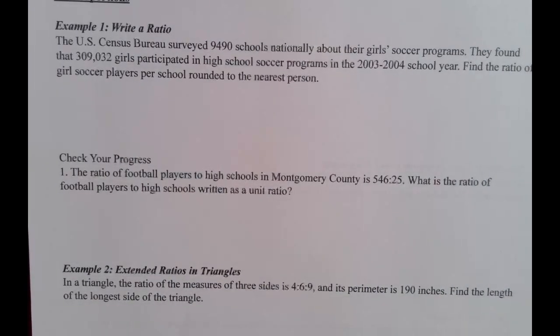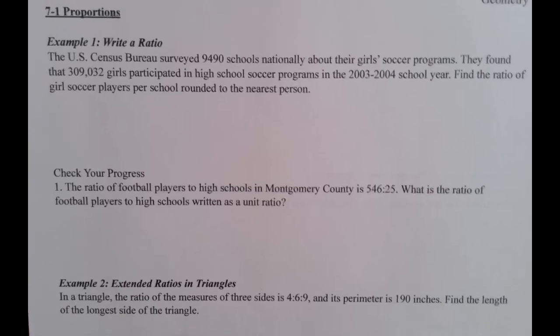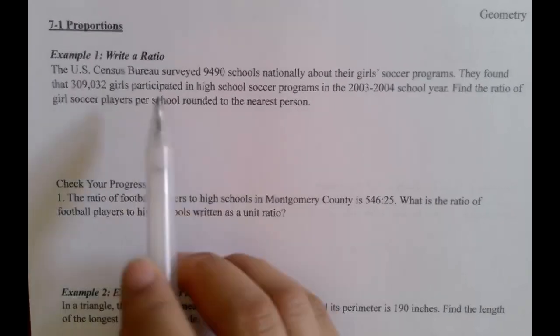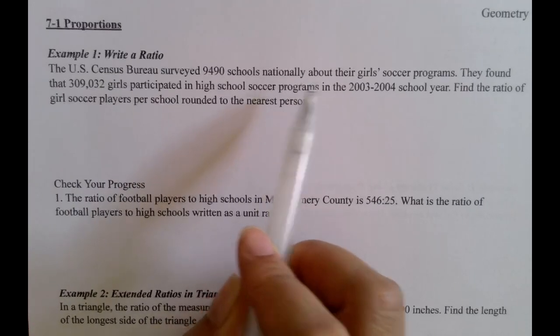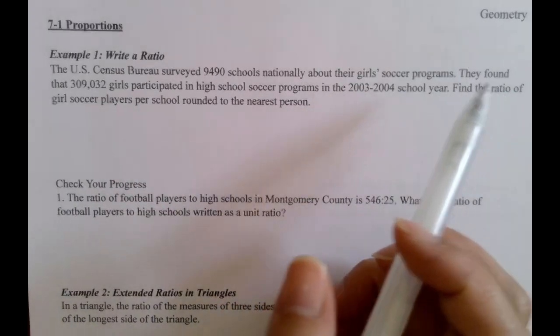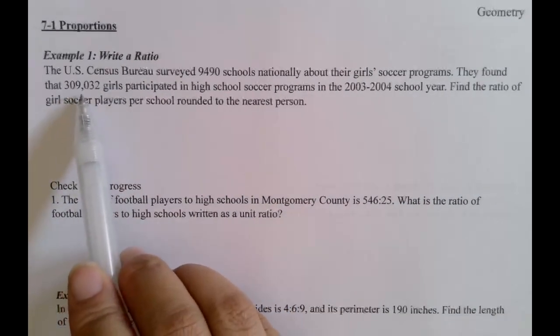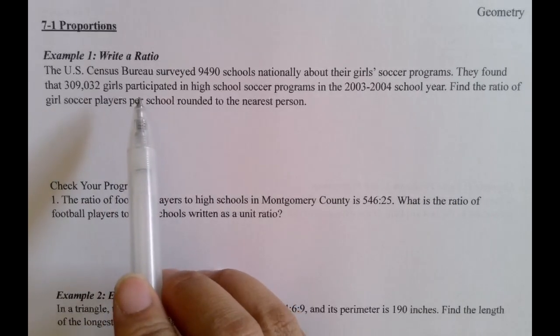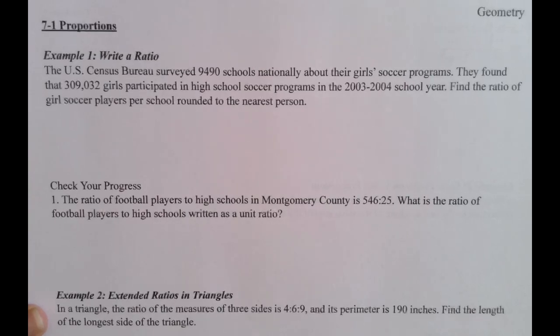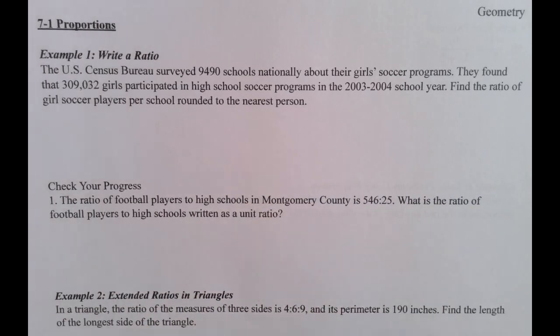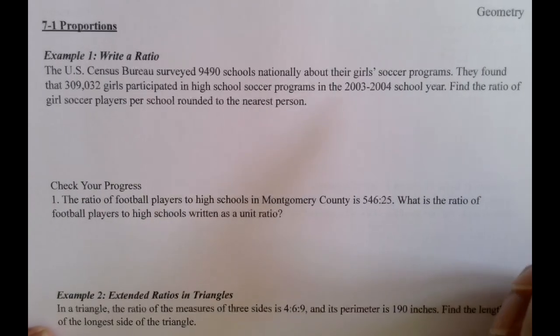We're going to get started with our first example, which is just practice about writing ratios. It says the U.S. Census Bureau surveyed 9,490 schools nationally about their girls' soccer program. They found that 309,032 girls participated in high school soccer programs in the 2003 to 2004 school year. We want to find the ratio of girls' soccer players per school, rounded to the nearest person.